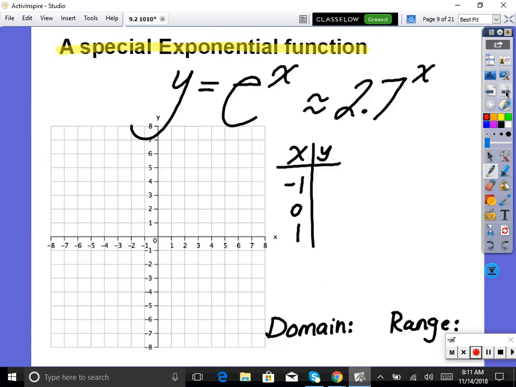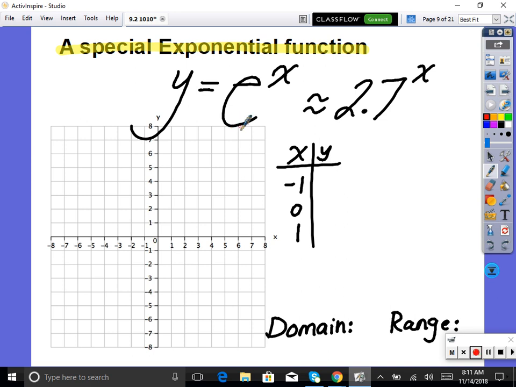Okay, we're now going to look at a special exponential function. This will take us 1 second. It's called e. Y is equal to e to the x. People, this is just an exponential function like anything we just saw. It's just a, quote, special exponential function. People think that e is a variable, but it's not.